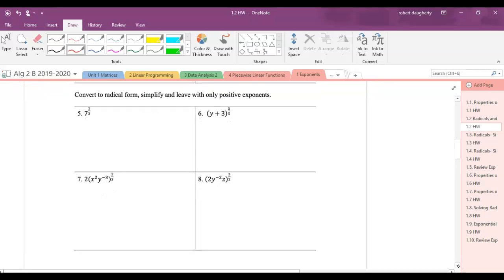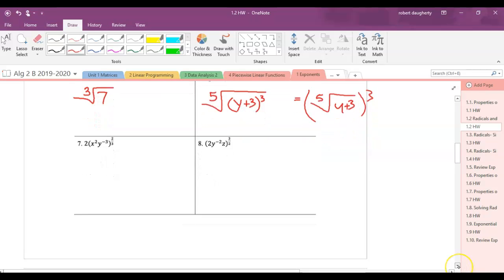Convert to radical form, leaving only positive exponents. This is the cube root of 7. The next one is the fifth root of y plus 3 cubed. You can write it that way, or you can write it fifth root of y plus 3, all of that cubed, either way. So the fifth root of y plus 3 cubed.